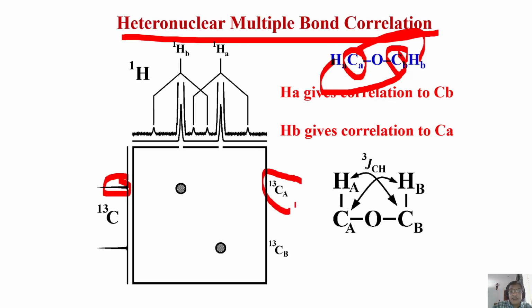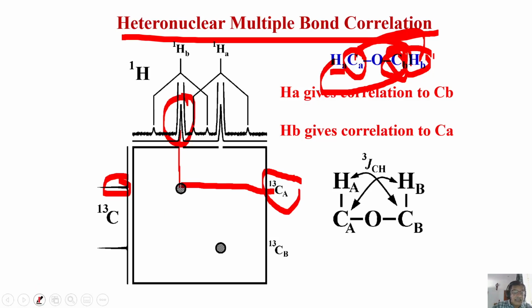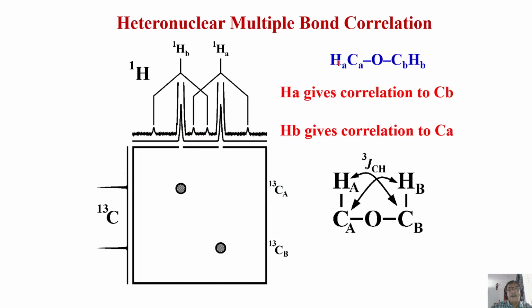So this carbon A gives a peak at proton B position. You see, this carbon A, you come horizontally, go vertically up, you see proton B. This is carbon A. It is attached to this proton, but it is giving correlation to this proton. That is called long range correlation. This is multiple bond, 1, 2, 3 bonds away. This carbon is giving correlation to a proton which is 3 bonds away. Similarly, CB is giving correlation to this proton, 1 to 3 bonds away.